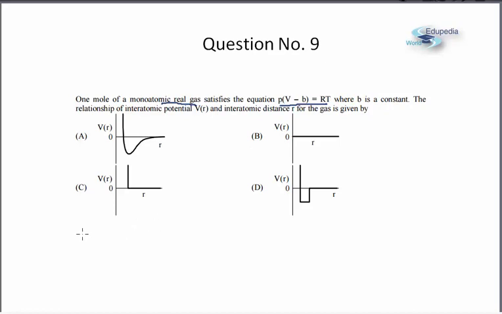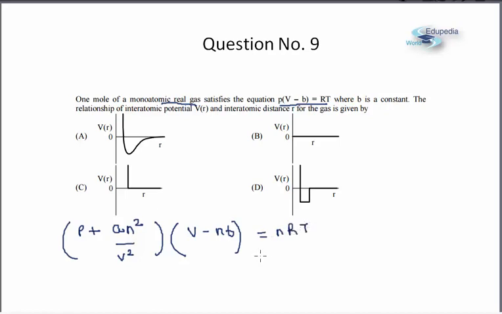If I write the Van der Waals equation for you, it was (P plus a n squared by V squared) into (V minus nb) is equal to nRT. This was the Van der Waals equation for n moles of a real gas.